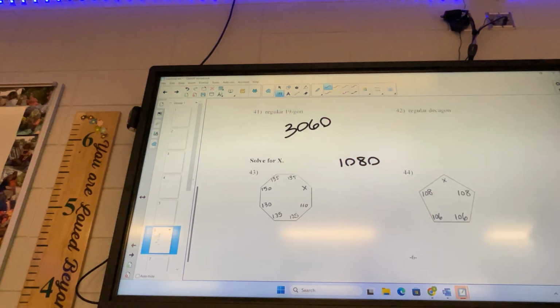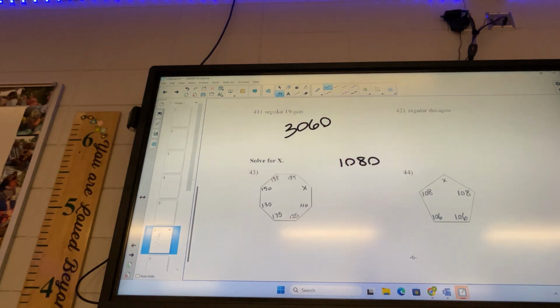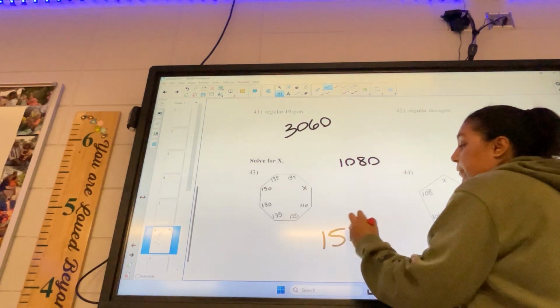Okay, and then you're going to subtract all the inside pieces. So you're going to say 1080 minus, and then do all the inside pieces. We got 150. Somebody agree? Yeah. Okay.